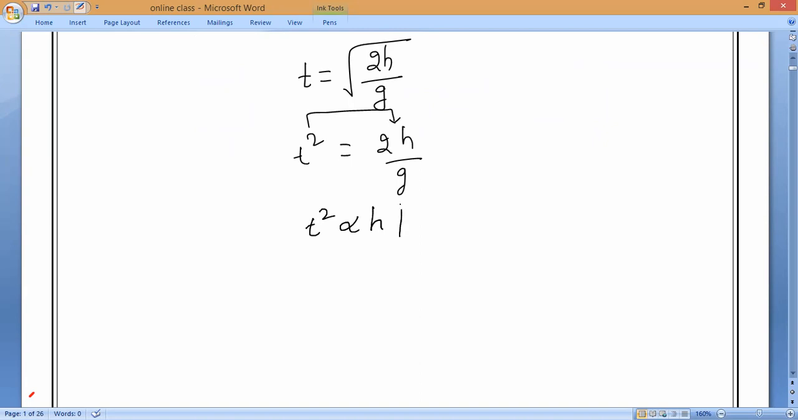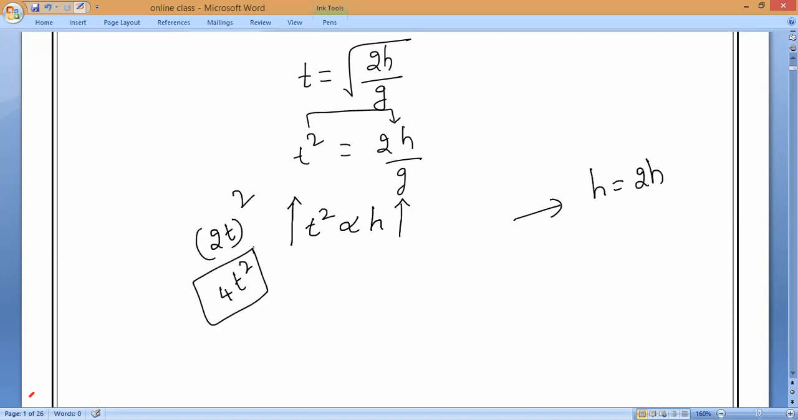Understand? If height increases one time, time increases by the square of that. For example, if height becomes 2h, then time becomes 2t whole square, so t square increases 4 times. Yes or no? So that is the relation between them. Both are directly proportional to each other.